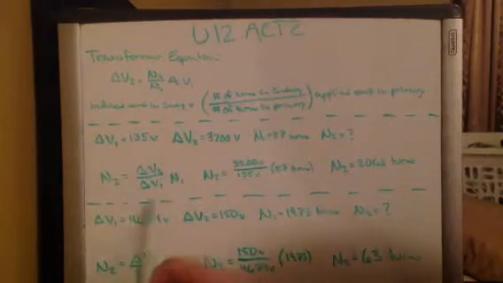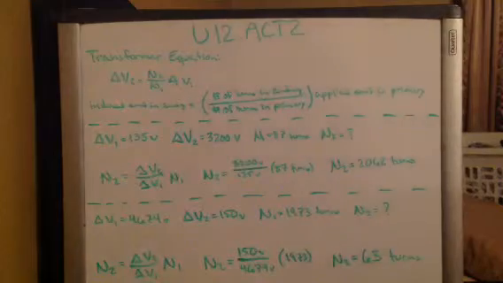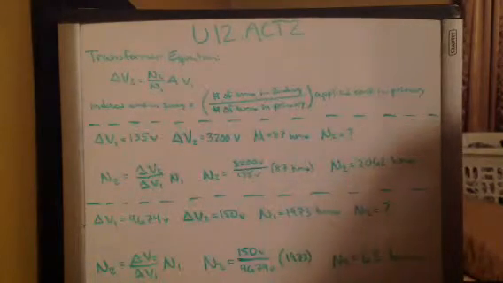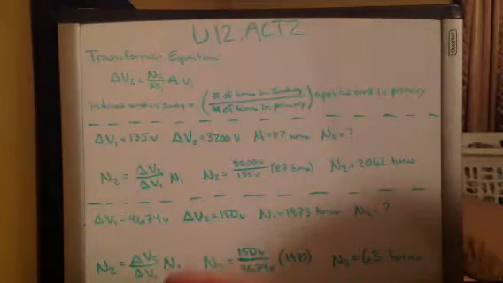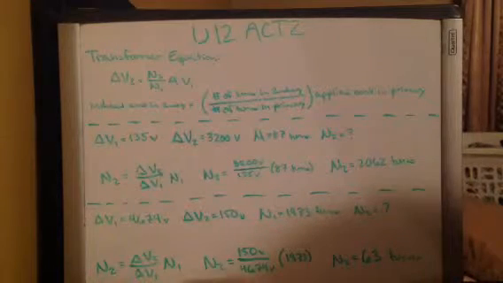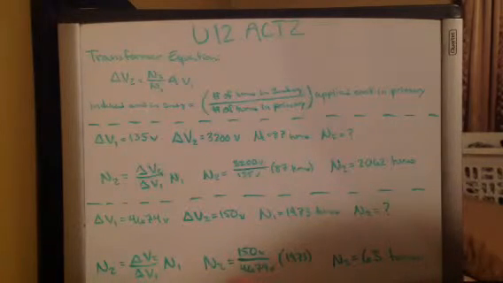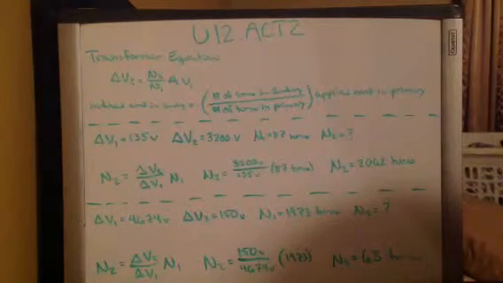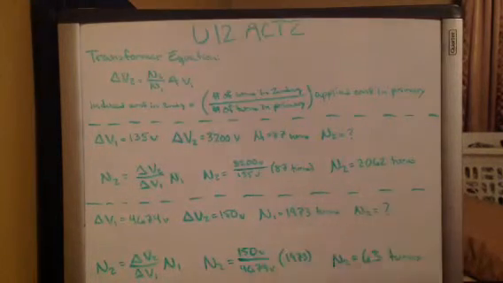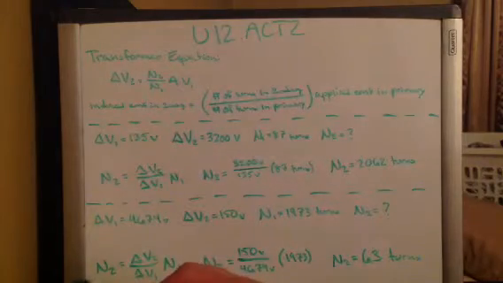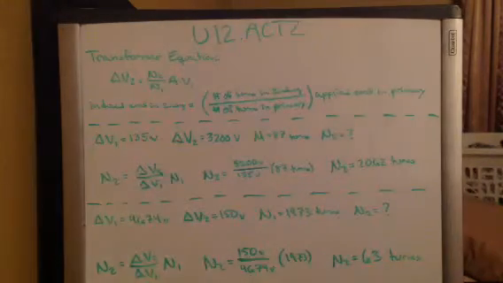So we use the same reworked equation, and we plug everything in, and we get number of turns in the secondary equals 150 volts over 4,674 volts times 1,973 turns. And that gives us the number of turns in the secondary, which is 63 turns. So that is Unit 12, Alternating Current Circuits and Transformers 2. And that is it.